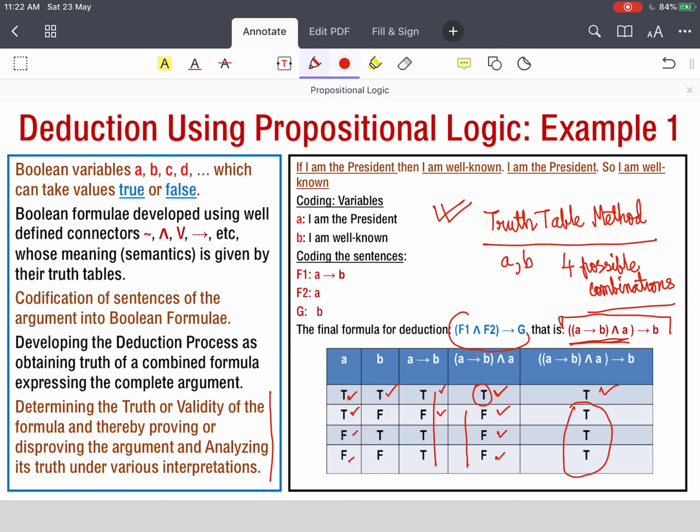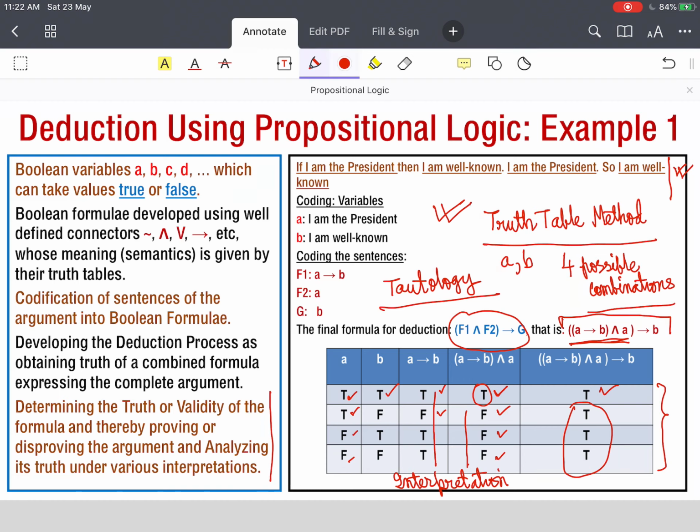So now we see that for all possible combinations of A and B, the final combined formula that we had is true under all cases. Therefore this formula is a tautology. Therefore we can now say that this sentence is true under all circumstances. So these circumstances, each of these rows, which is a circumstance, is called an interpretation. Since this formula is true under all interpretations, we now have a precise argument to explain to anybody why this logical deduction is correct. This is the method of using propositional logic to perform deduction.